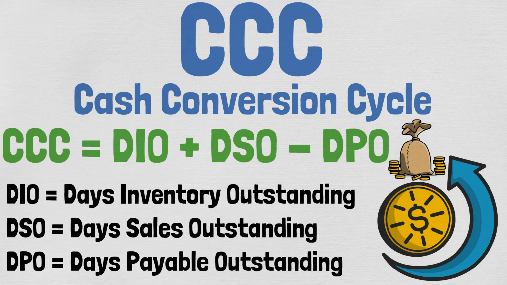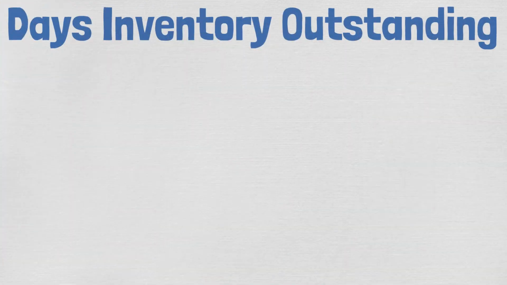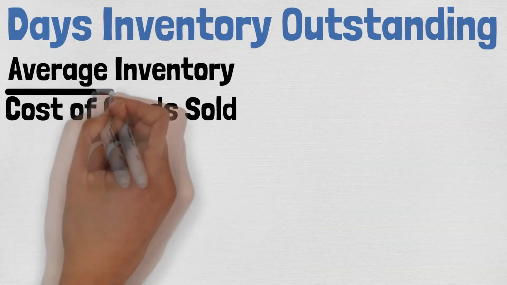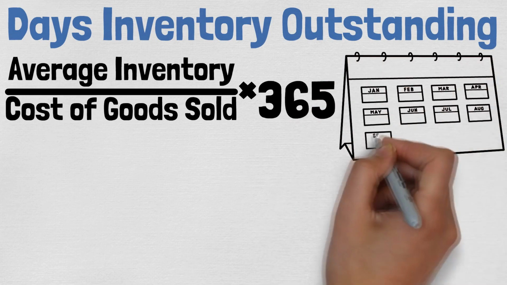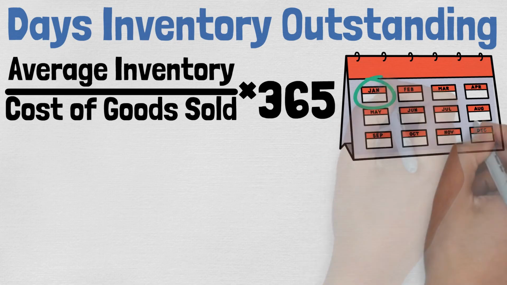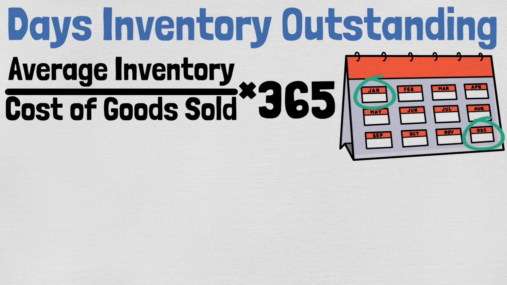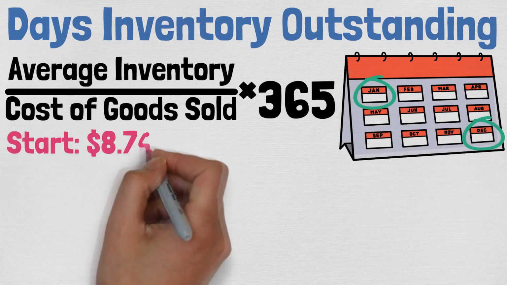You can calculate the days inventory outstanding by dividing the average inventory by the cost of goods sold and multiplying the result by 365. To get the average inventory, you have to add up the starting and ending inventory of the reporting period and divide the result by 2. You can find the inventory in the balance sheet.